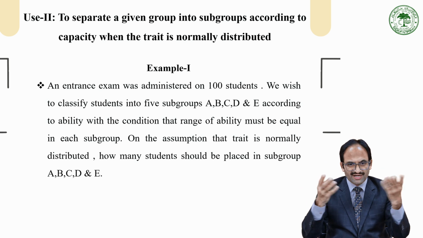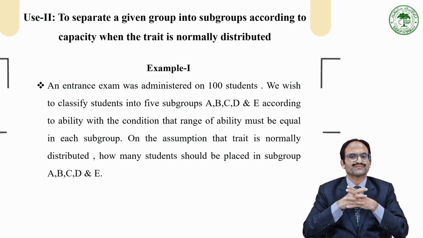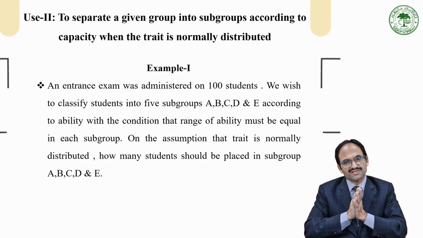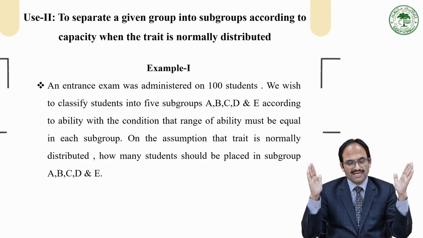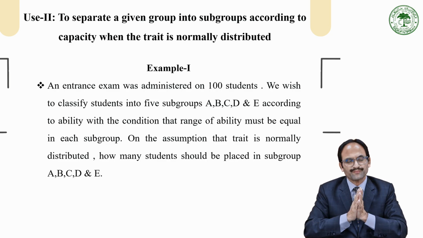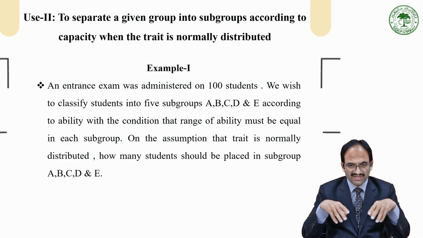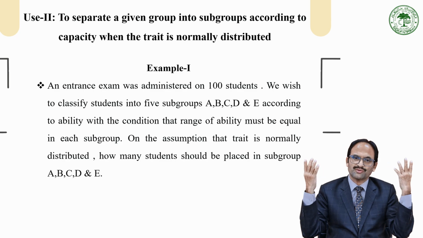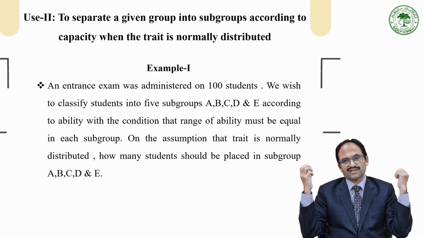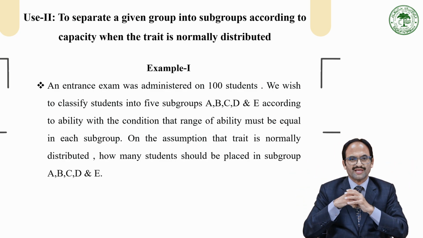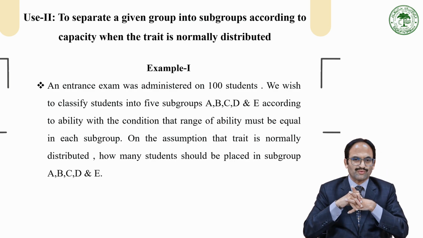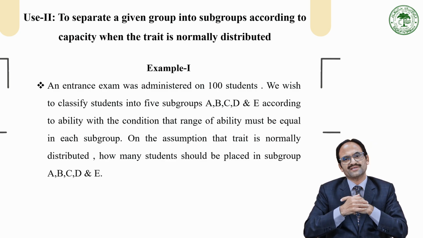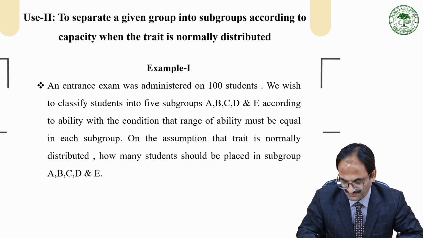100 students were administered an entrance test and all the 100 students we want to classify into 5 subgroups, that is A, B, C, D and E. This classification is required to be done according to ability, with the condition that the range of ability must be equal in each subgroup. And you have to assume normality. Now, you have to calculate how many students should be placed in subgroups A, B, C, D and E.